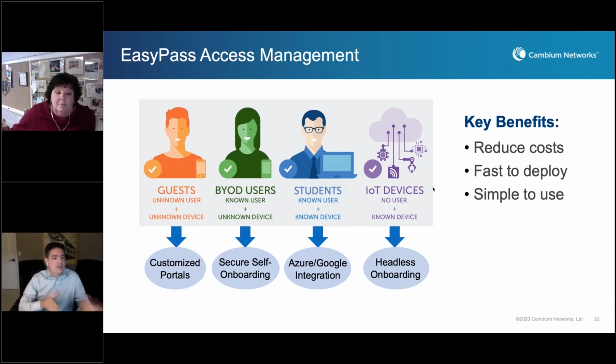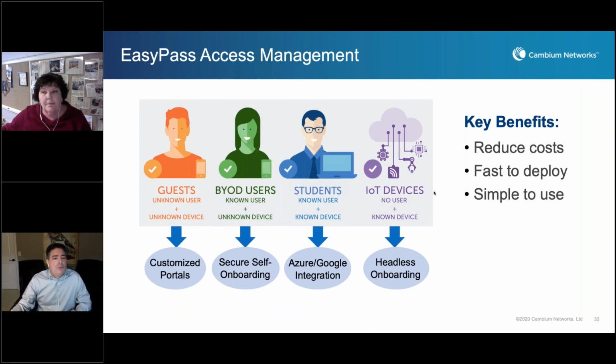So you can create customized portals and define your access policies to get devices on the network, to do that very simply and quickly and at a low cost. There's no extra charge on a per user basis for this solution. And again, I'll emphasize the integration with Microsoft and Google. You're probably using one of those two in your environment, and you can integrate the single sign-on with that.